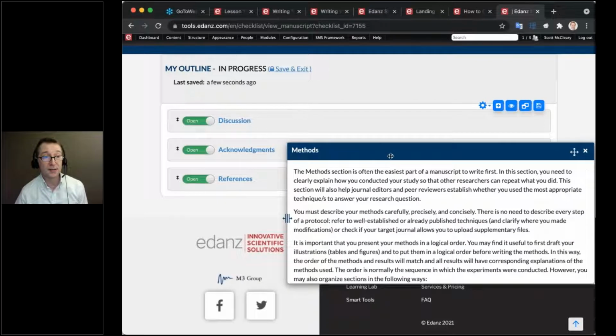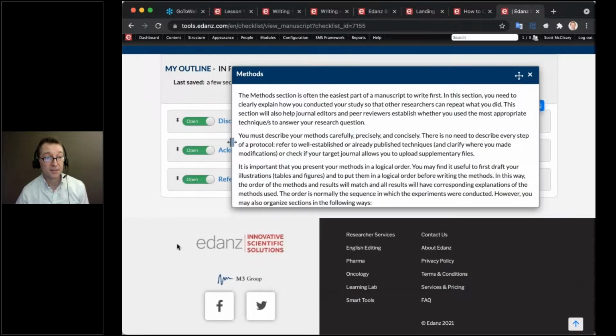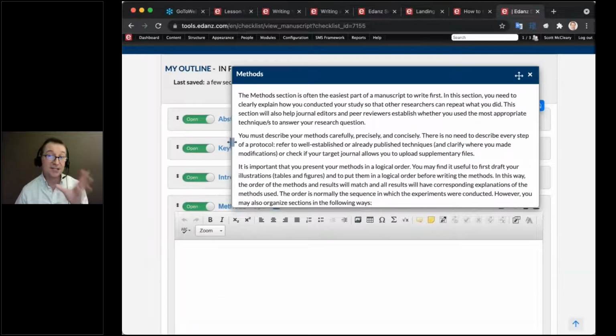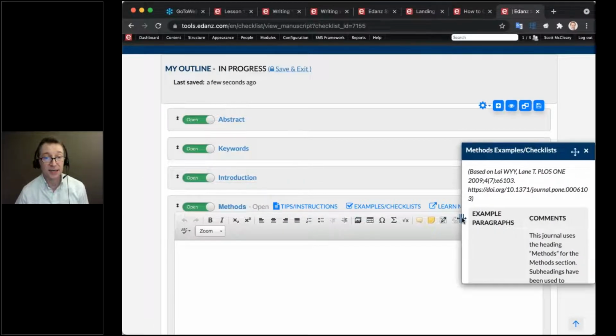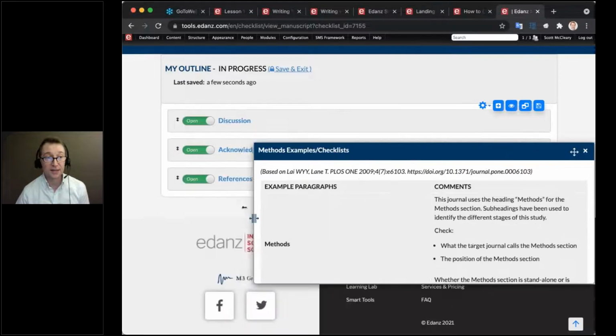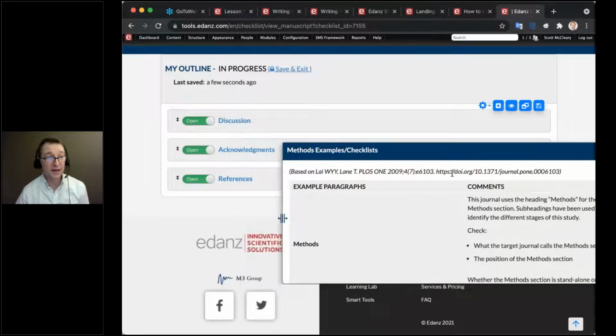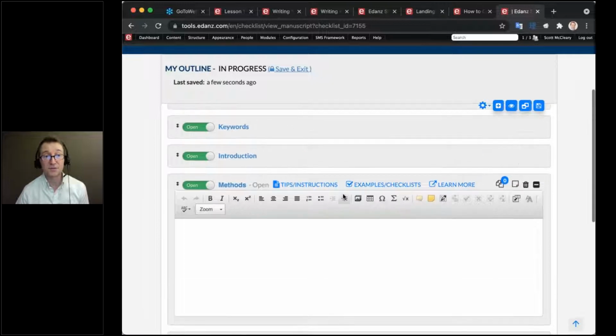pop-up window. And these are expert tips from our EDANS experts to help you at each section of writing the manuscript. And there are also some examples and checklists to follow, again, just to help guide your writing. So that's the My Manuscript tool. It's a very useful tool for outlining.